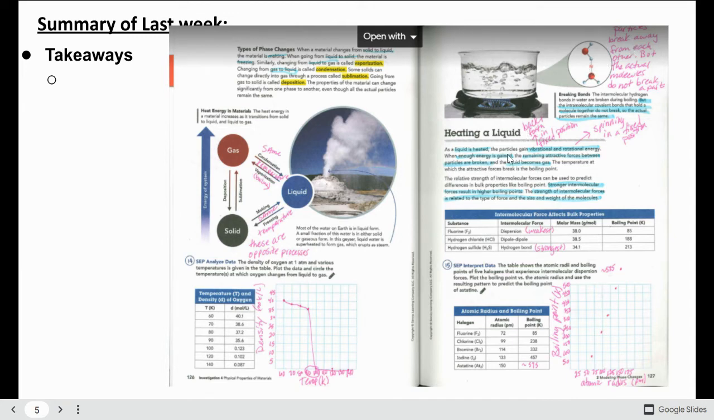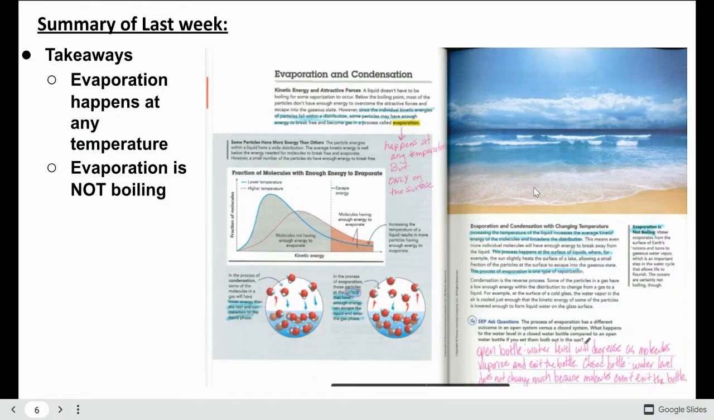All right, on the next page, when we're talking about heating a liquid, we want to keep in mind that we're breaking particles apart, not breaking actual molecules into their separate atoms. We're just moving particles away from each other to get to the next phase. All right, and then finally, for this note section, we had evaporation and condensation.